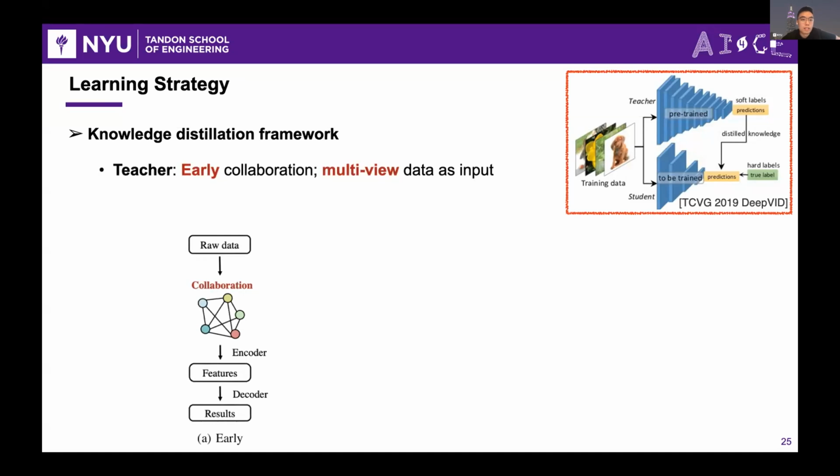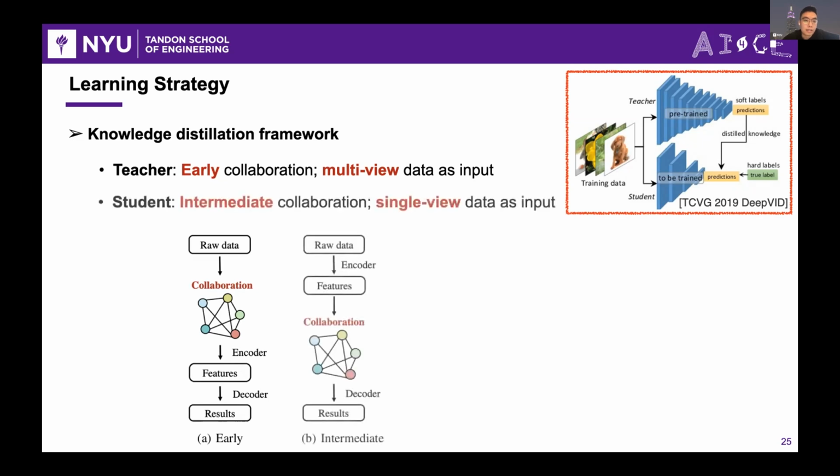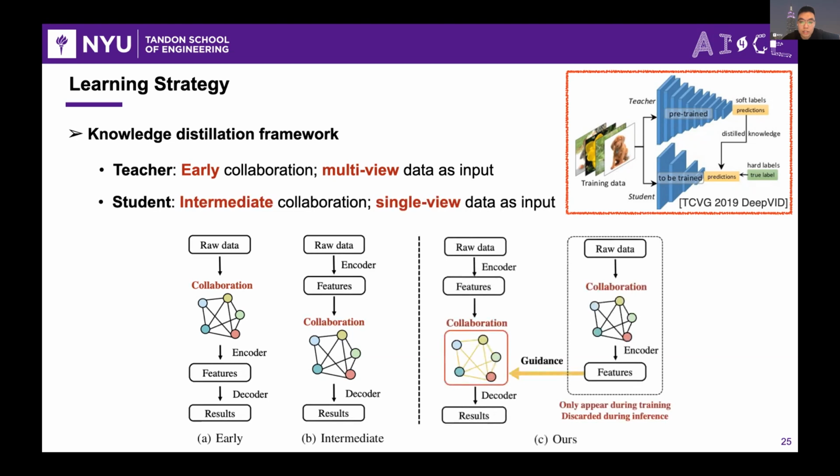The teacher network is based on early collaboration and takes the multi-view data as input. And the student network, which is based on intermediate collaboration, takes the single view data as input. We use knowledge distillation to first train a teacher network, which is based on early collaboration, and then let the teacher network guide the learning of the collaboration graph.